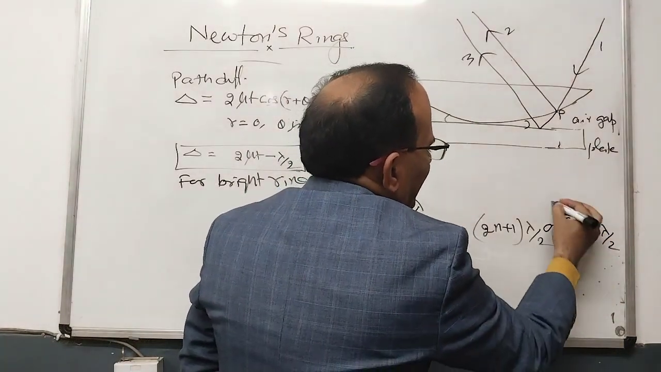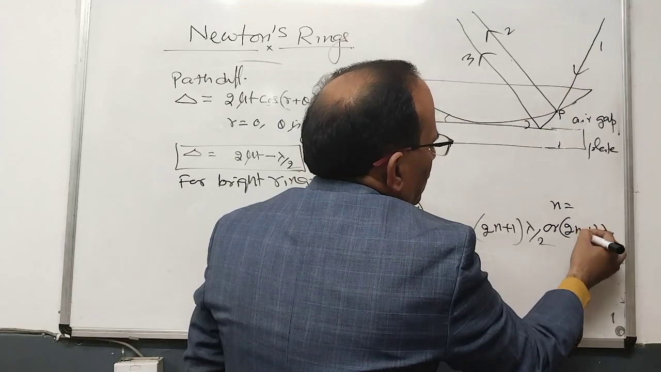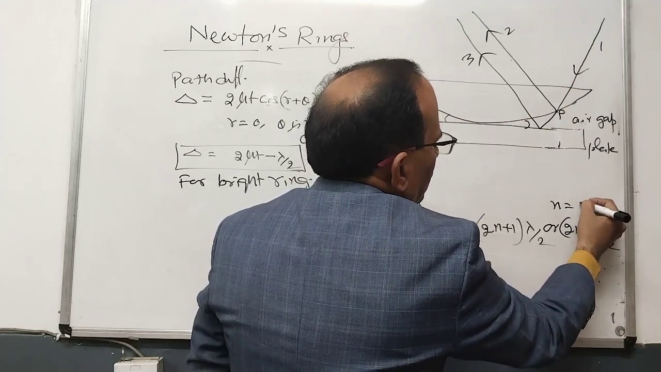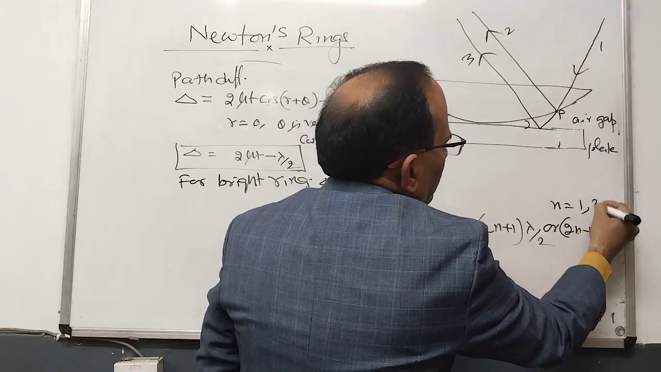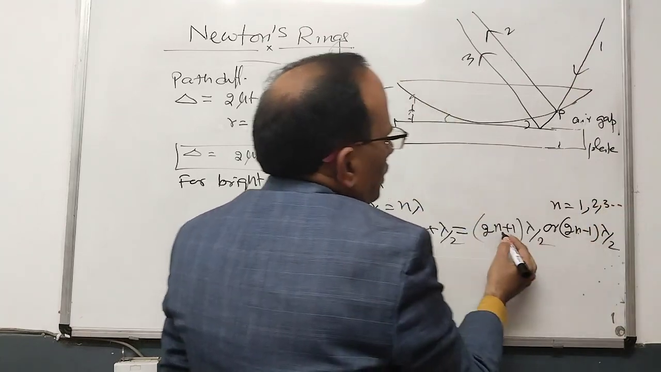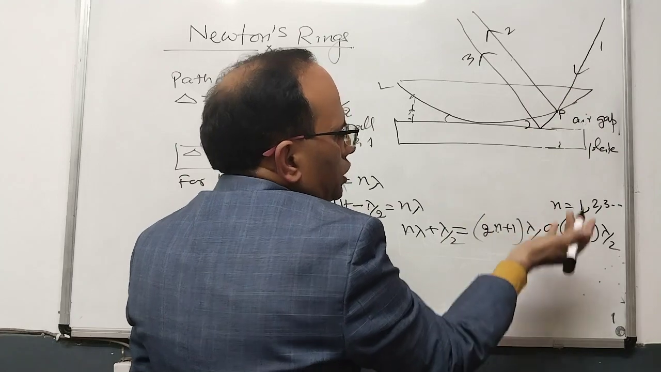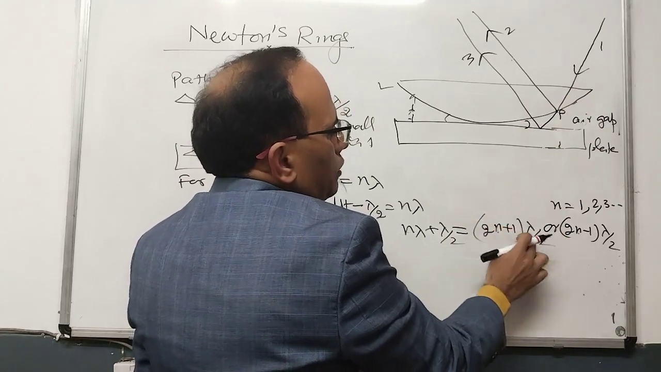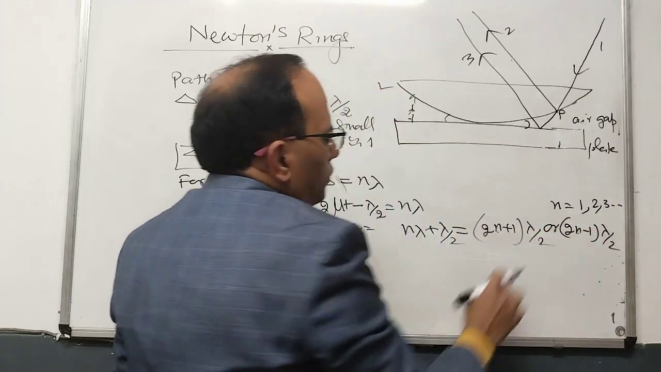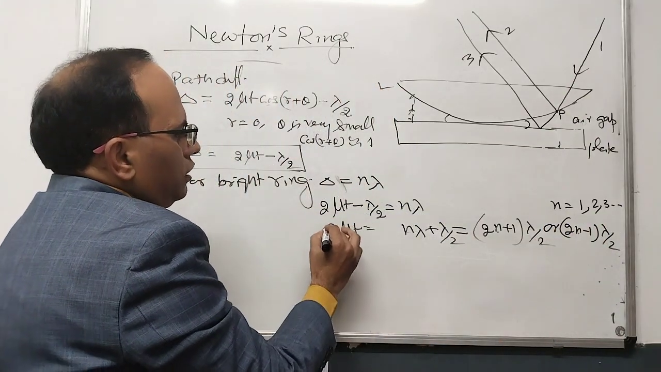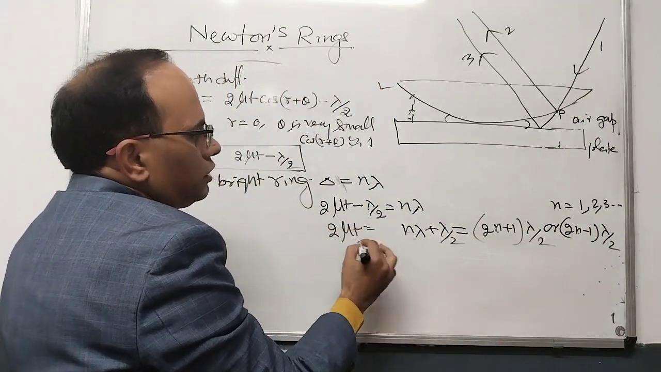Where n starts here at 1, 2 and 3. In the other form n starts with 0, 1, 2, 3, because if n is 0, it is lambda by 2, and if n is 1, it is lambda by 2. So the conditions are the same. When this condition is satisfied, the film will appear bright.